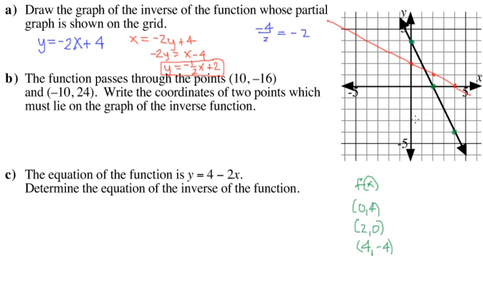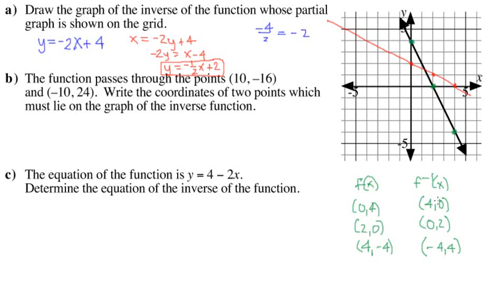You remember how when we're doing an inverse, we switch the positions of x and y? Guess what? That works with points too. If you want to find what the inverse is up to, just take points that are on the original function and switch the x and y. So if the original went through 0, 4, the inverse is going to go through 4, 0. If the original went through 2, 0, the inverse will go through 0, 2. You just swap their positions. And if the original went through 4, negative 4, then the inverse will go through negative 4, 4.